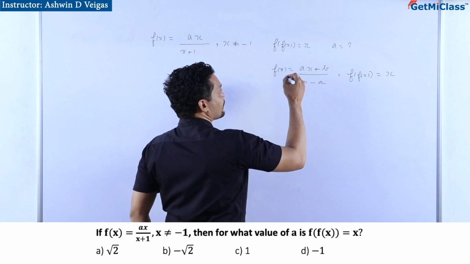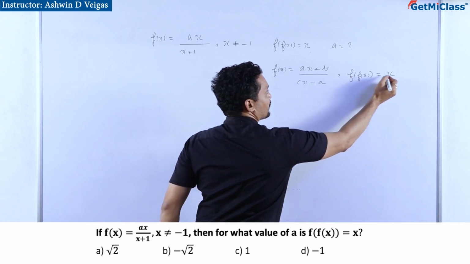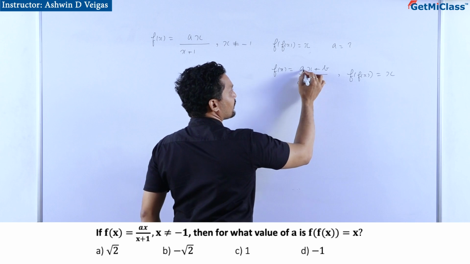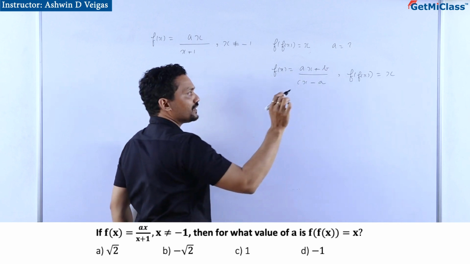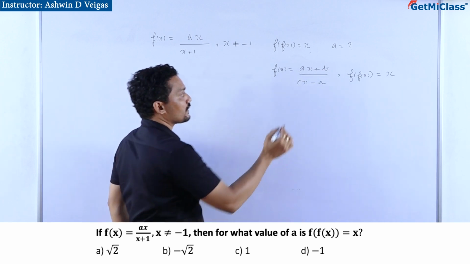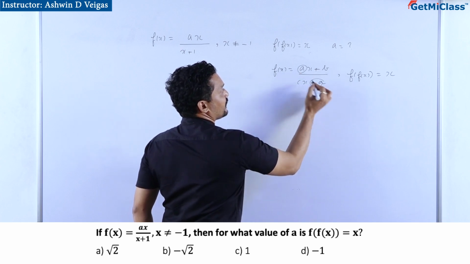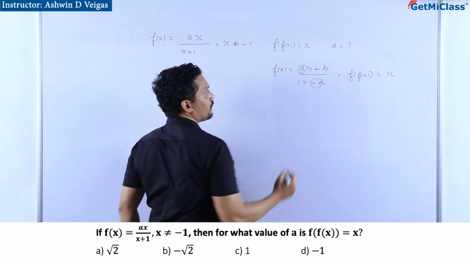So, for f of x to be equal to x, the important condition here is that a, b and c can be anything, they can be distinct, but this number and this number should be negative of each other. If this is a, this should be minus a.